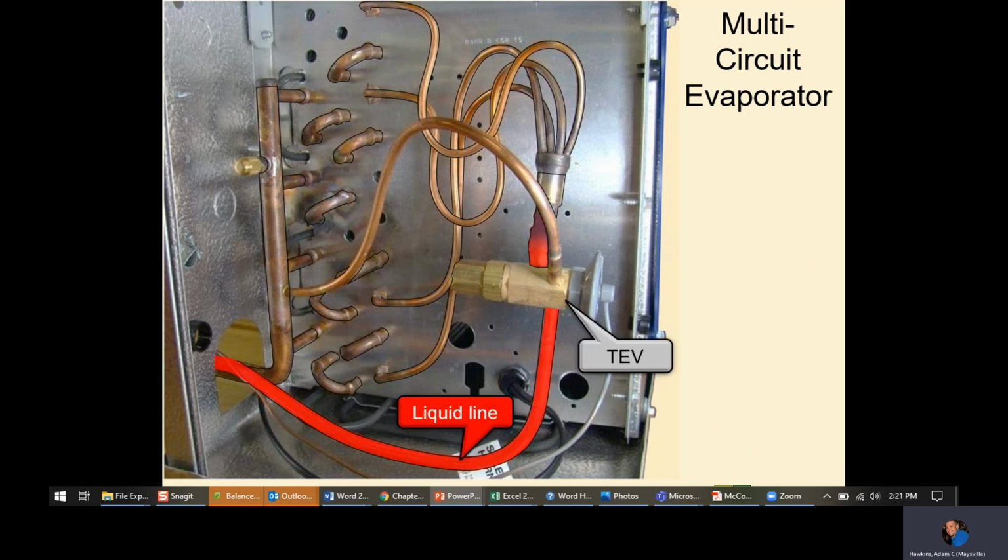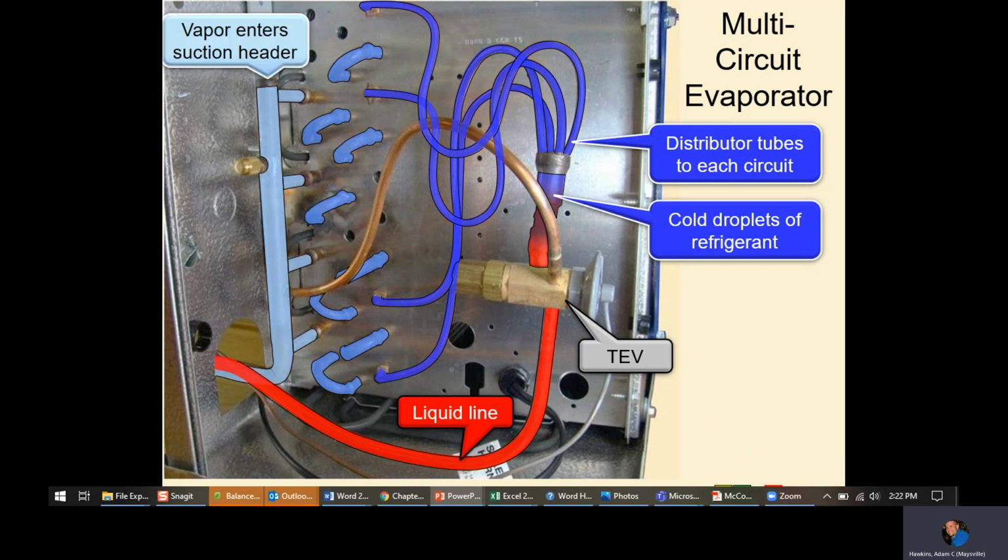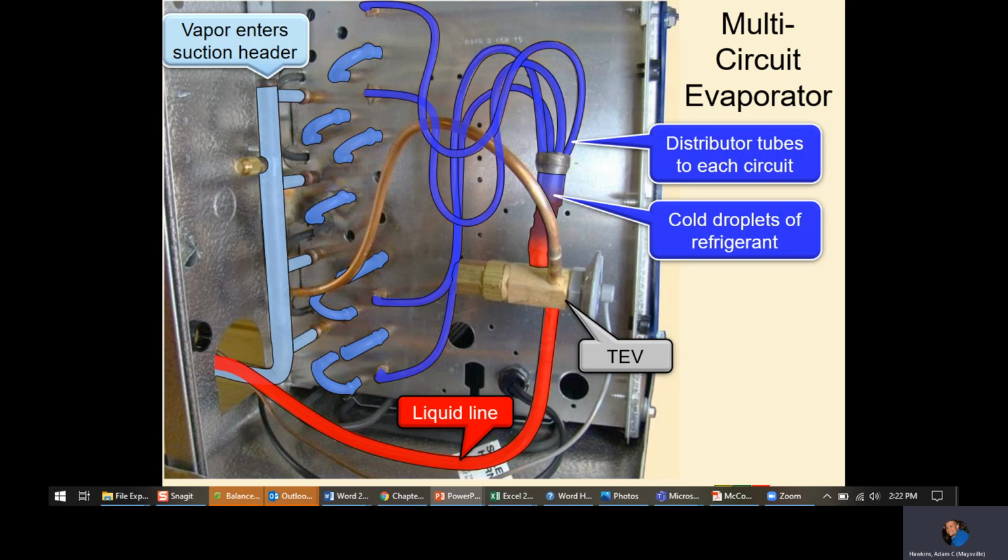So liquid comes in, goes through the TXV, it's broken down and then split up into, in this case, four, and then that's sent through each channel or each circuit, and then each one of those is coming back to a header, and that header is full of suction gas at that point. So something that could happen here is if you've got multiple passes or multiple circuits, you could have an issue with one of these distribution tubes.